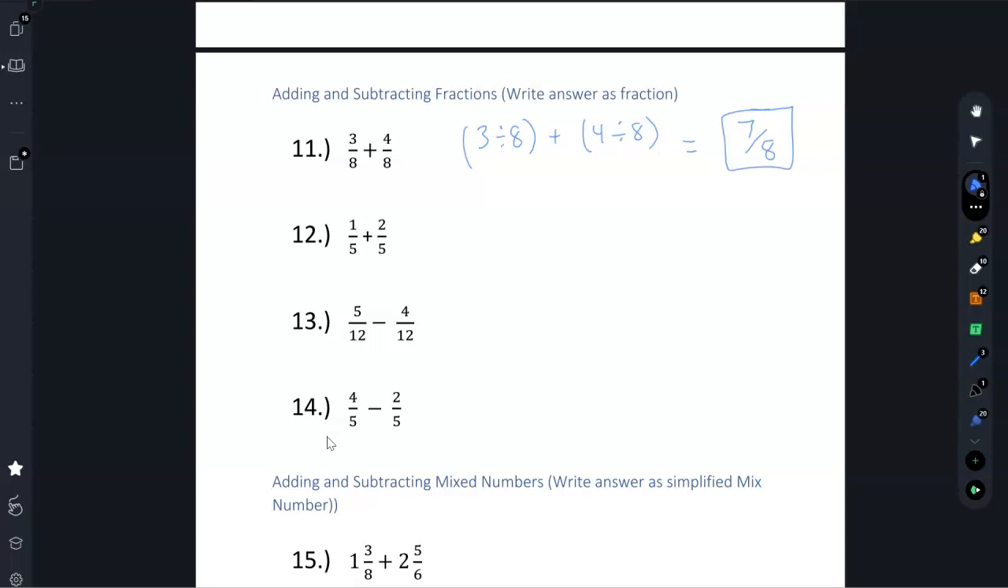So for 13, it's the same thing. I have 5 divided by 12. That would be the fraction 5/12 minus 4 divided by 12 is how I would type it in my calculator. And that would give me 1 divided by 12. Once again, if I have a common denominator and I'm subtracting, I'm just subtracting the numerators. 5 minus 4 gives me 1, and then I keep the denominator, which is 12.